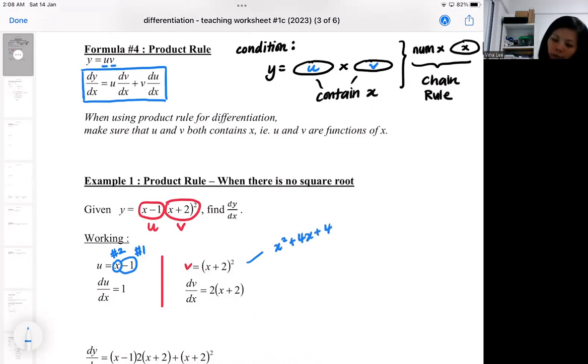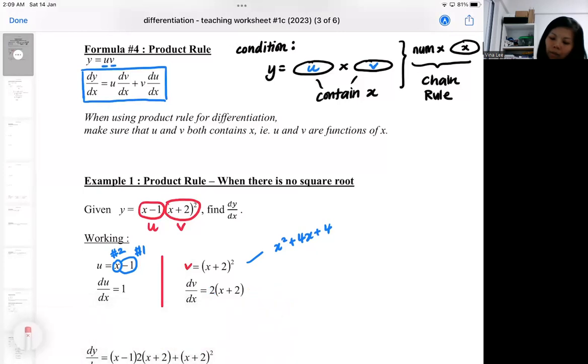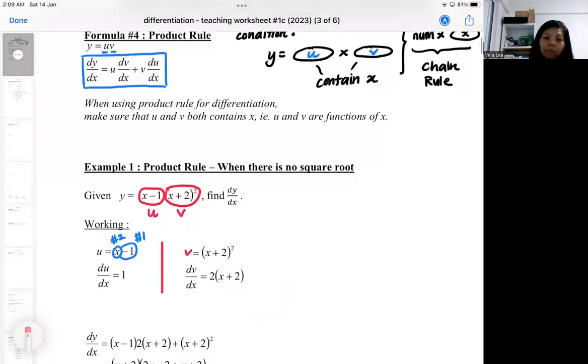In this case, you just bring down the power, minus the power, and then differentiate the x plus 2. This will actually give you a 1 plus 0, because differentiating x is 1, then differentiating 2 is 0. So the third layer actually reduces to 1 plus 0. Essentially, I'm just getting a 2 with a bracket. By now, maybe you can already do this mentally.